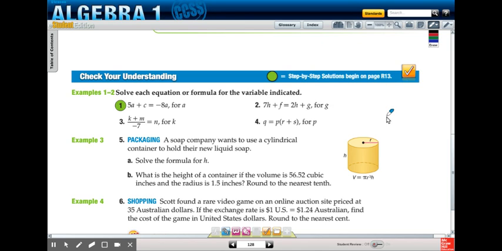Number 2 has 7h plus f equals 2h plus g, solving it for g. All right, well, that one looks pretty easy. I think I'm going to move the 2h. That one just looks like it's going to be 5h plus f equals g. Well, that's pretty simple.